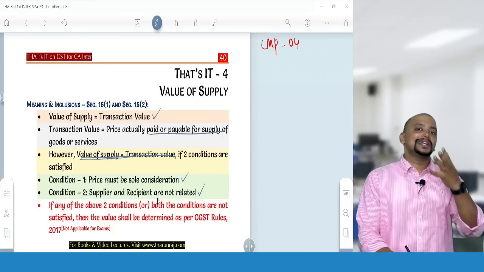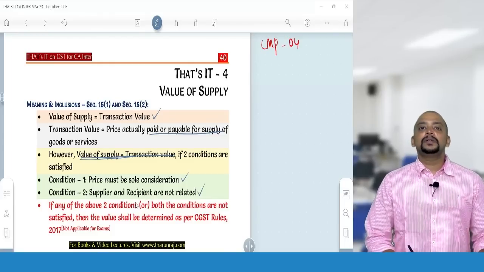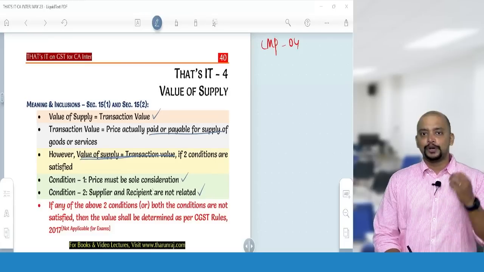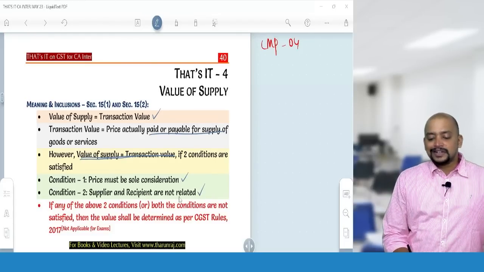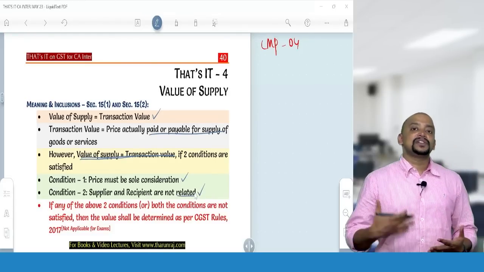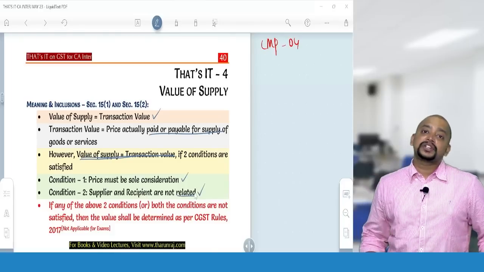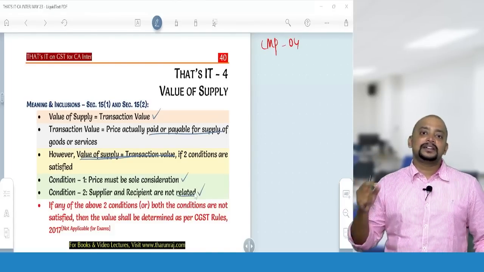What if any one condition is not satisfied? If any one condition is not satisfied, then the value will be determined as per rules, and those rules are not there for our exam, so we don't have to bother about that. Then, what is the meaning of related? Related is not defined here, but it is defined in the explanation to section 15. That we already have in taxable event.